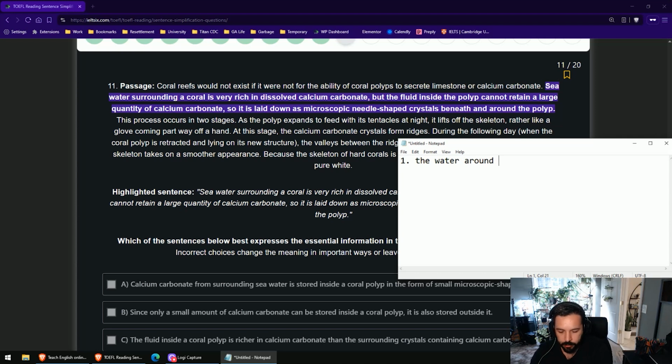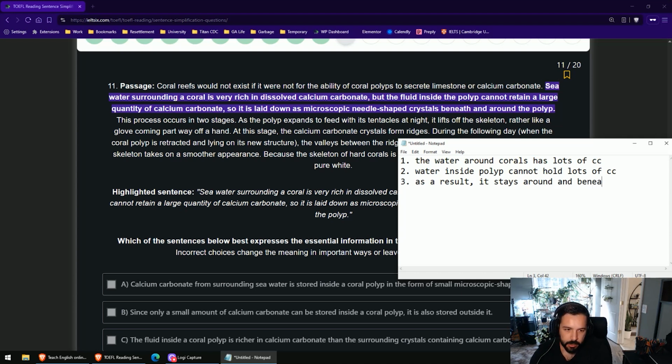So, one, the water around corals has lots of, let's call it CC. Two, water inside the polyp cannot hold lots of CC. As a result of two, it stays out. I'm getting that from beneath and around. So it is laid down beneath, meaning under, and around the polyp. So it stays out and under, stays around and beneath the polyp. Again, you don't have to be accurate with that one.